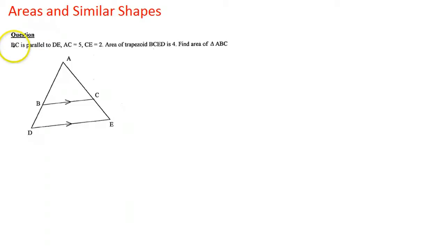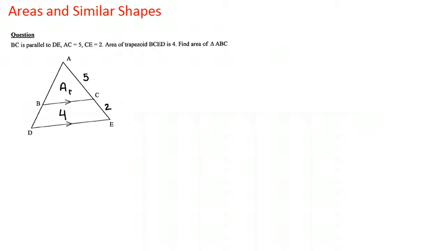So here's the question. BC is parallel to DE, and we also denoted this in the diagram using these arrows. It tells us that AC is 5 units, CE is 2 units, and the area of the trapezoid BCED is 4 units squared. And we want to find the area of triangle ABC. So let's call this A1.